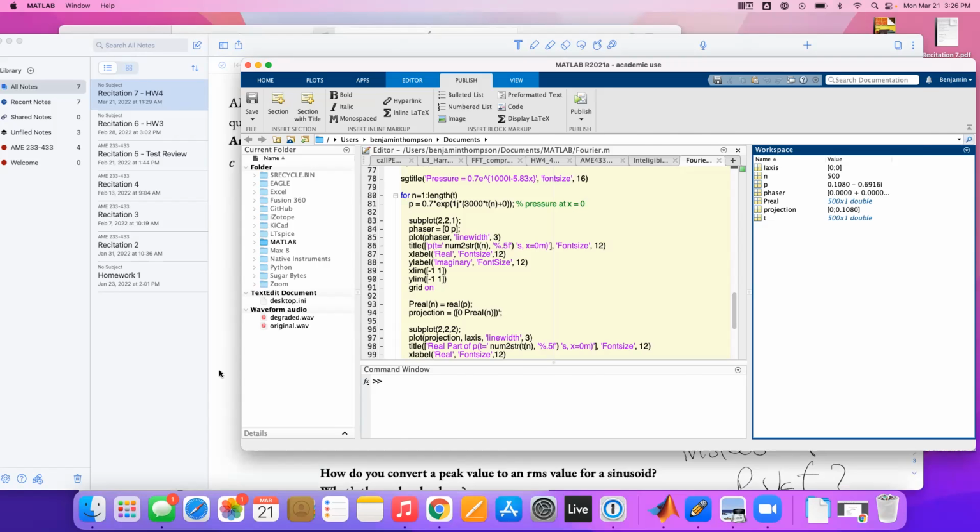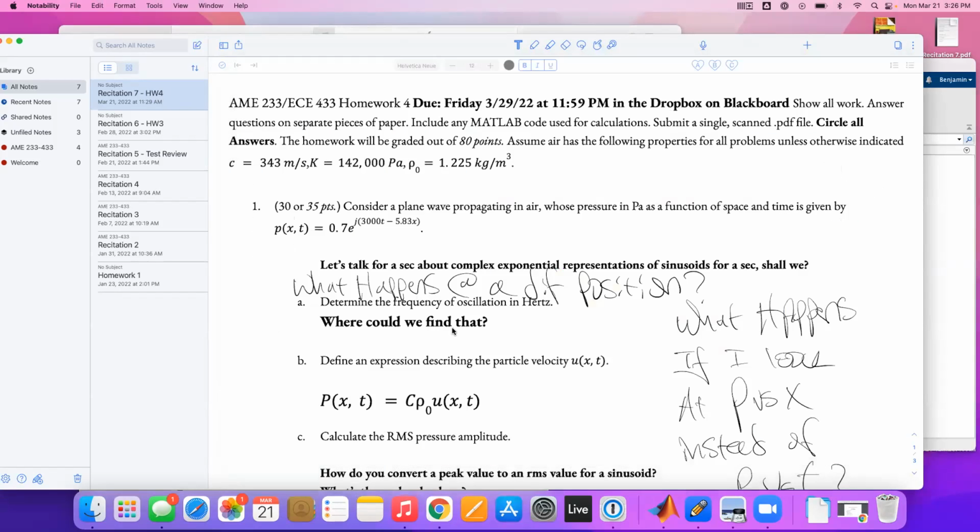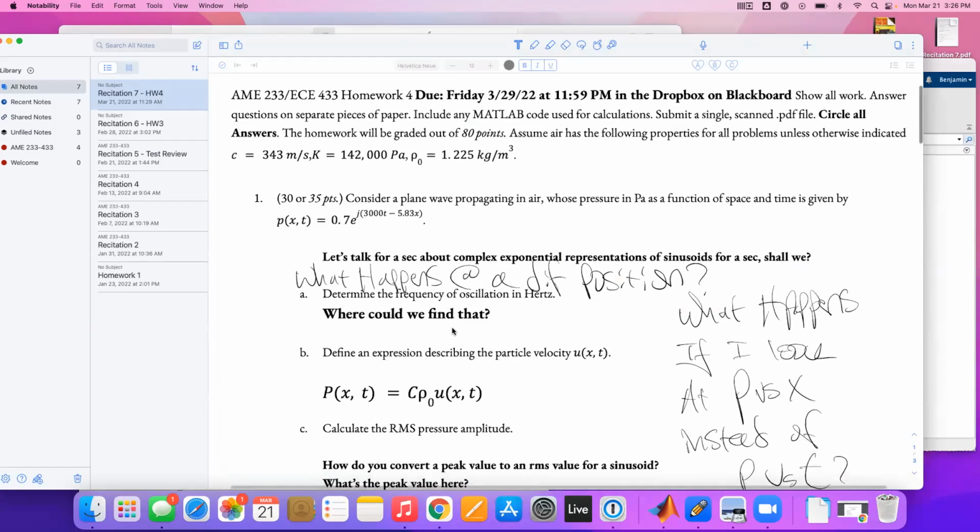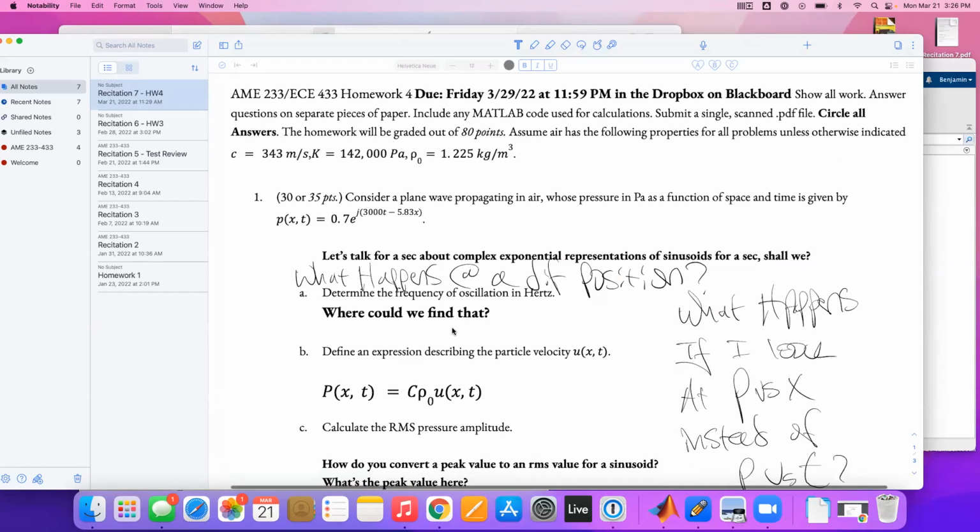So I just want to go through homework questions 1 and 2, which are actually pretty straightforward, I think, in the scheme of things. You guys have looked at them. So the first one says, consider a plane wave propagating in air whose pressure in pascals is a function of space and time given by this equation.